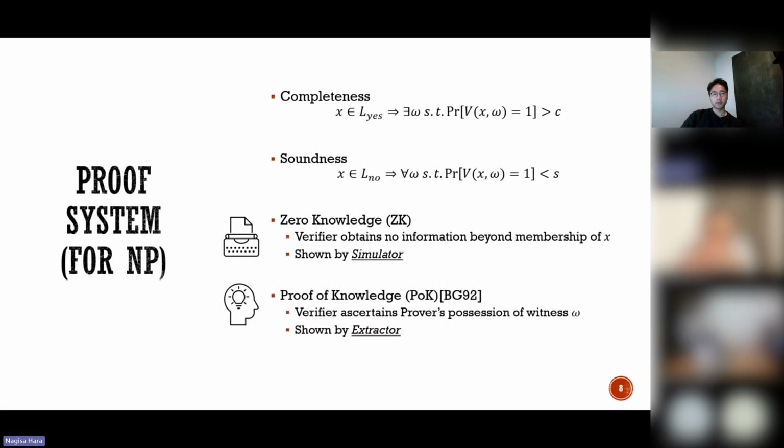And moreover, if the proof system has a proof of knowledge property, then the verifier ascertains the prover's possession of the witness, some omega. And like the simulator, this is mathematically shown by constructing the extractor.